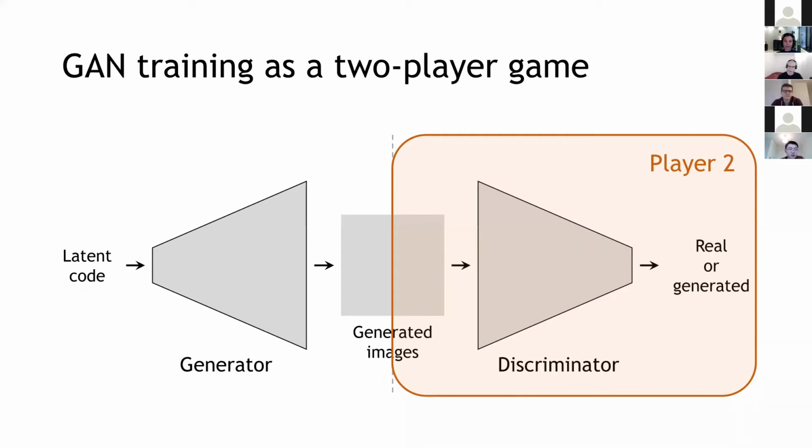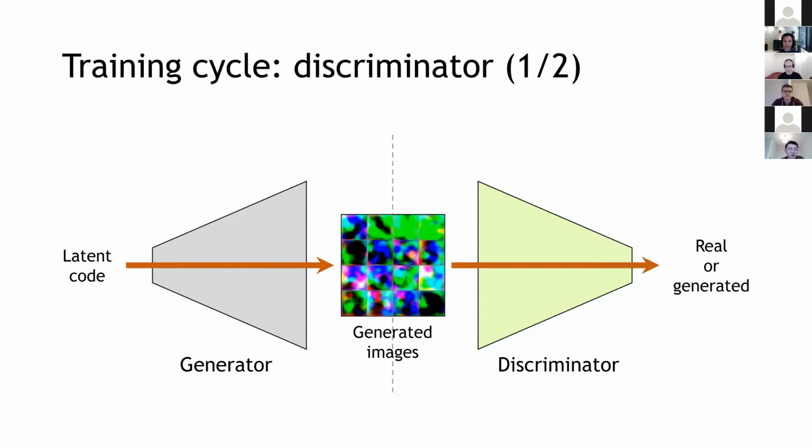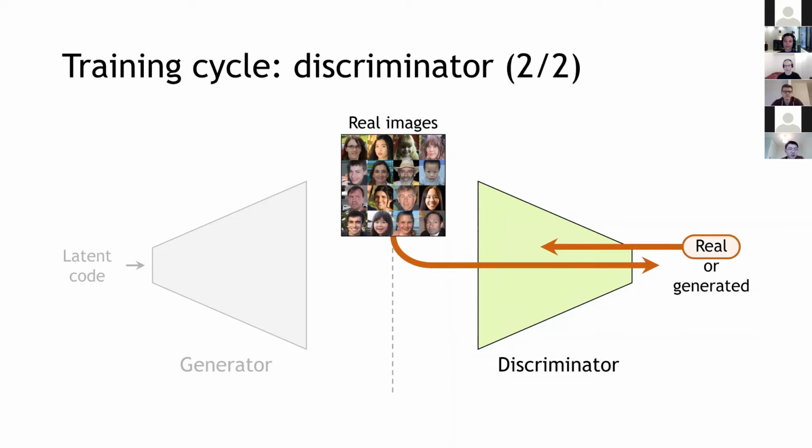To train the discriminator, we start by running the generator a couple of times to produce some images, which we then feed to the discriminator. Now we want the discriminator to correctly classify these as being generated. So we update its weights. It will do a slightly better job in the next rounds. Similarly, we also show it a bunch of real images and train it to correctly classify them as being real.